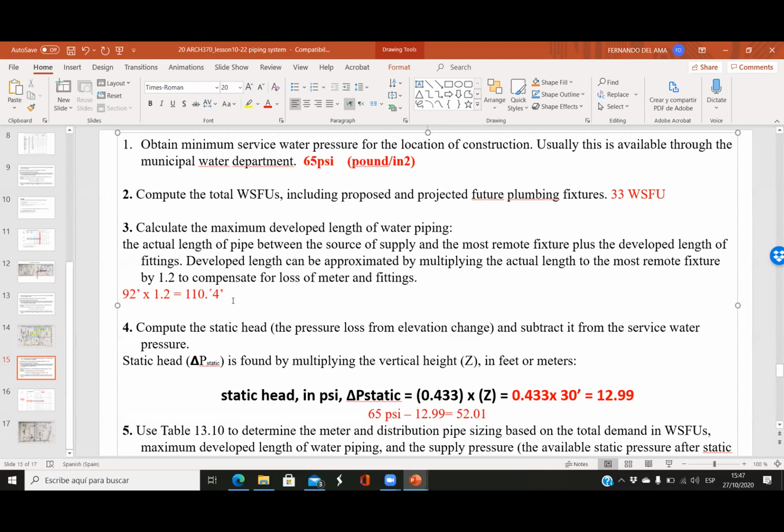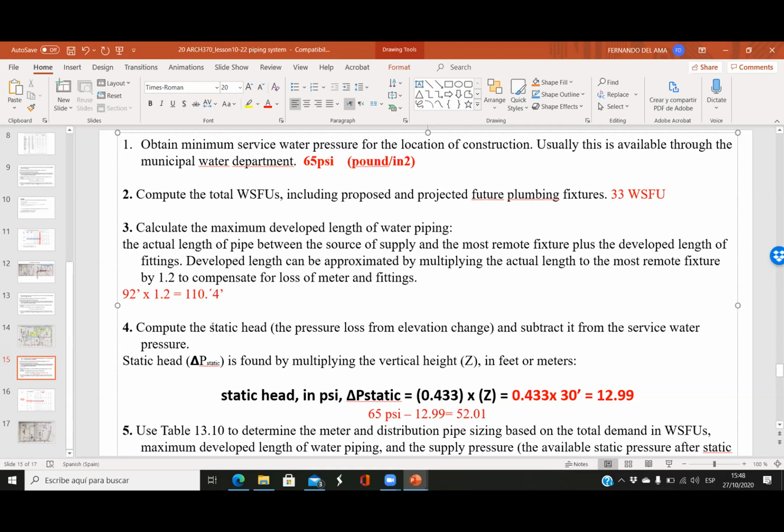feet. Okay, so that's it. We need to calculate the length. It was 92 times 1.2, so it's 110. And now we have to compute the static head.